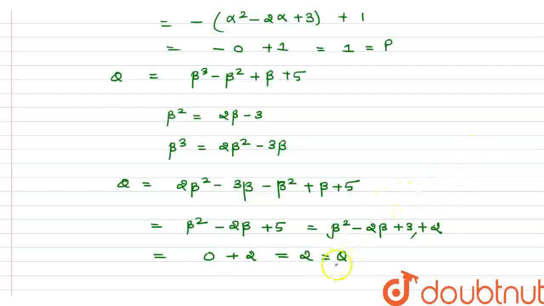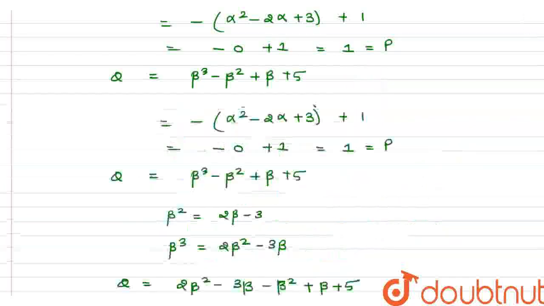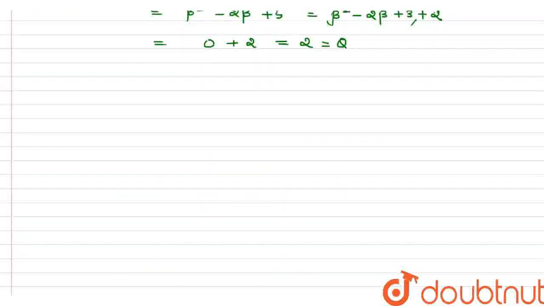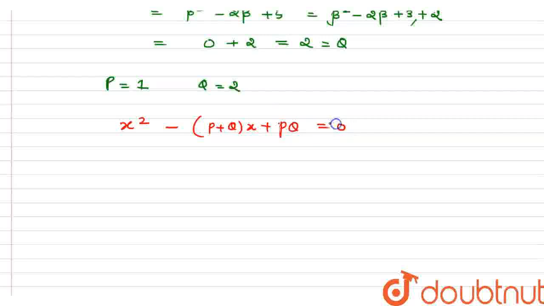So the first root is 1 and the second root is 2. Now we have both the roots. This p is 1 and this q is 2. So we can get the quadratic equation. This value will be x square minus (p plus q)x plus pq equal to 0.